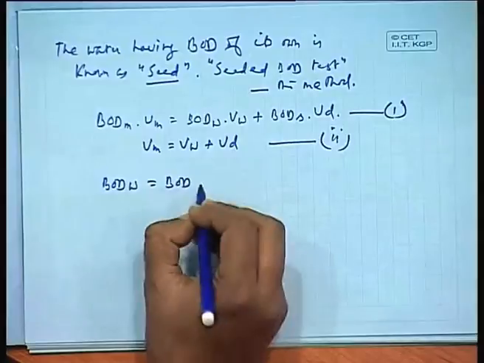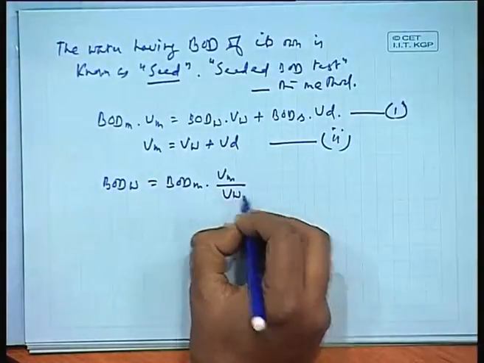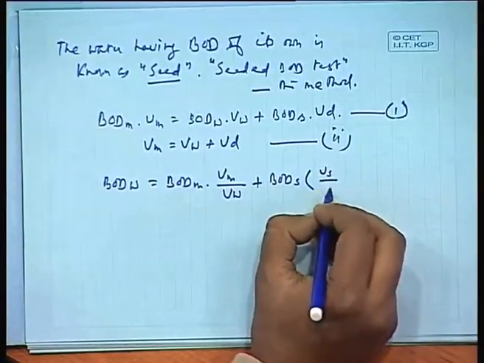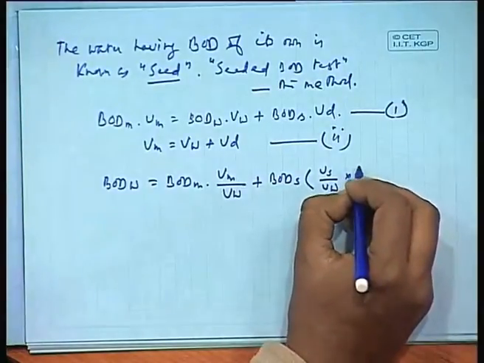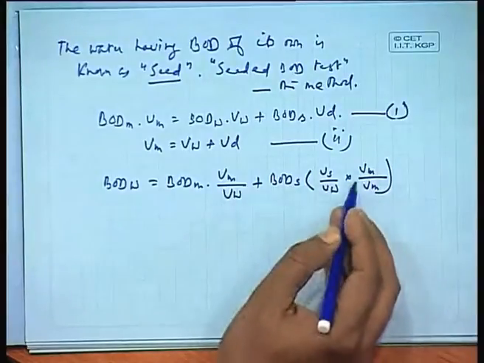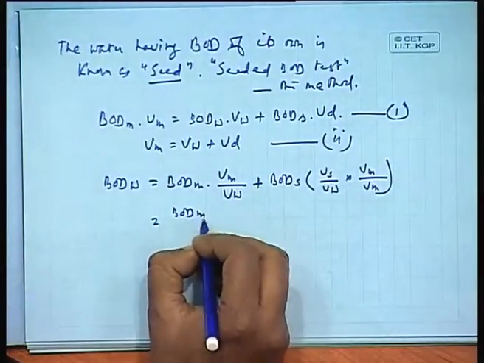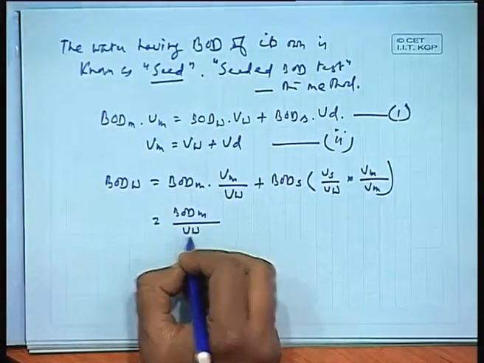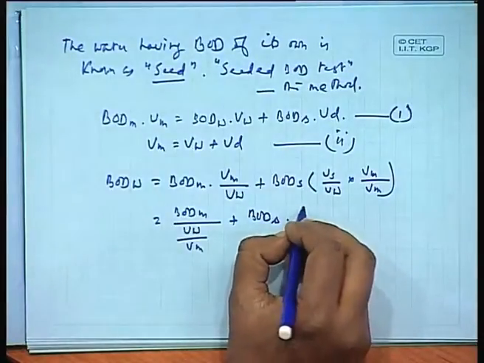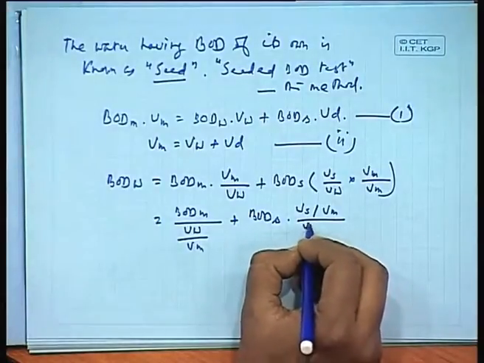The BOD of the waste can be written as BOD of the mixture divided by Vw, plus BOD of the seed multiplied by Vs divided by Vw, multiplied by Vm divided by Vm. I just write it like this to bring in the ratio. So, all this can be written as BODM divided by Vw by Vm, which is very simple, and you can also find it out yourself. This is Vs divided by Vm, divided by Vw divided by Vm.